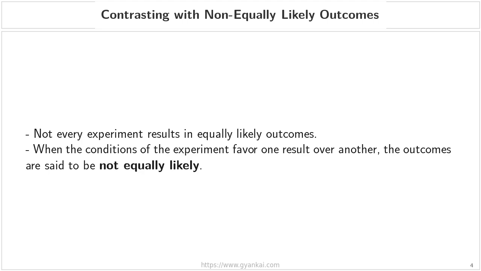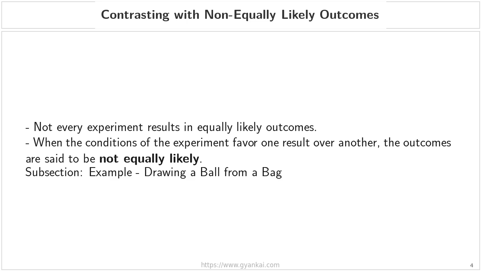Contrasting with non-equally likely outcomes. Now, up until this point, we have been focusing on fair scenarios, like the coin toss and the die roll we just discussed, where every result has the same chance. However, it is crucial to realize that not every experiment results in equally likely outcomes. In many real-world situations, the conditions of the experiment actually favor one specific result over another. When this happens, we say that the outcomes are not equally likely.